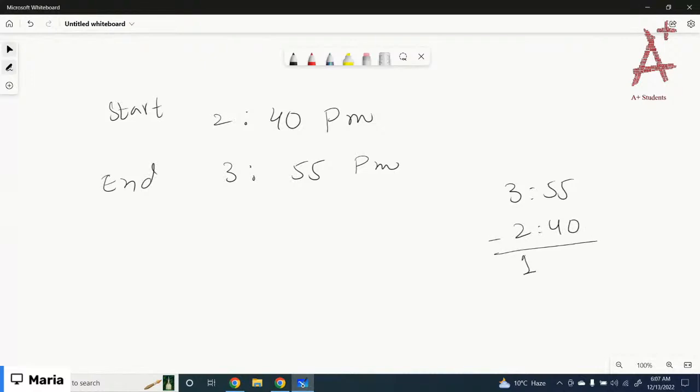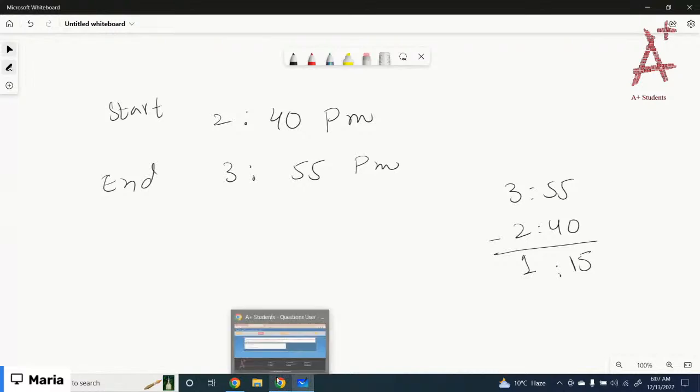3 subtract 2 is 1, and 55 subtract 40 is 15. That means the total time is 1 hour and 15 minutes. Got it, everyone? It is 1 hour and 15 minutes.